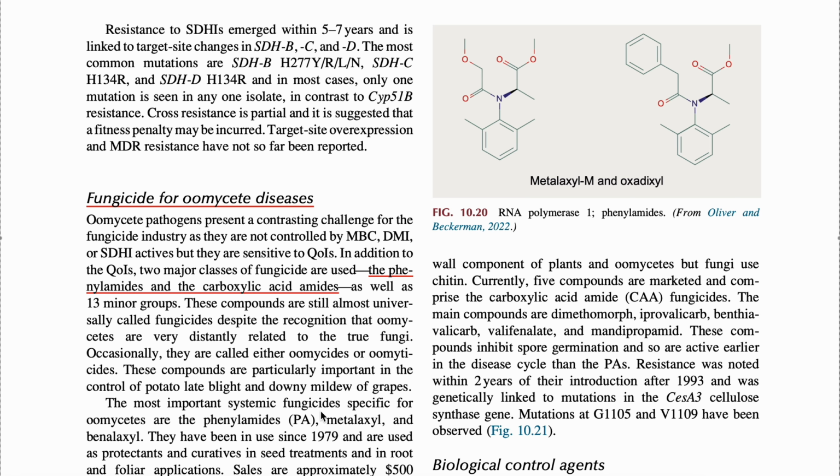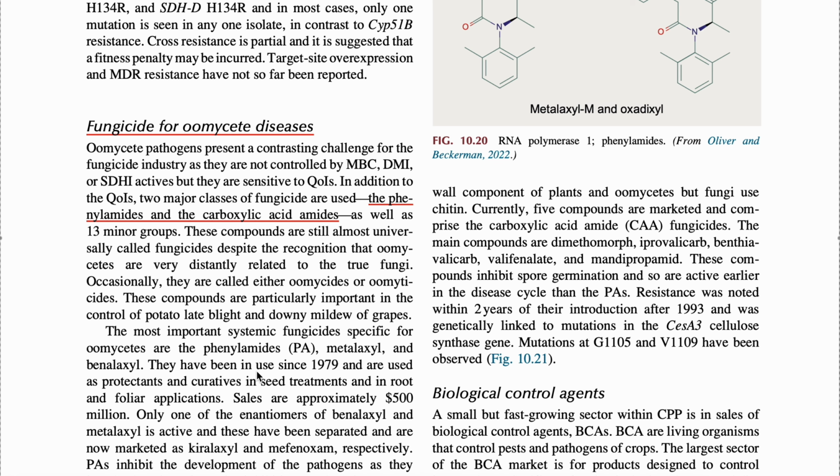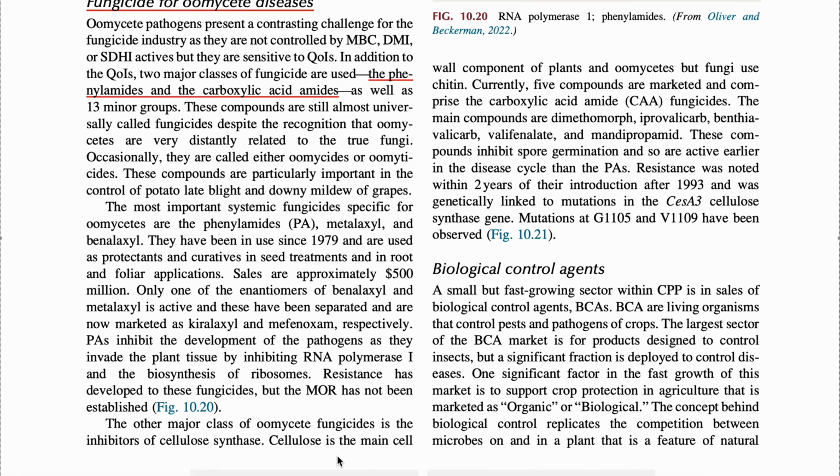The most important systemic fungicides specific for oomycetes are the phenylamides, metalaxyl and benalaxyl. They have been in use since 1979 and are used as protectants and curatives in seed treatments and in root and foliar application. Sales are approximately $500 million. Only one of the enantiomers of benalaxyl and metalaxyl is active, and these have been separated and are now marketed as kiralaxyl and mefenoxam respectively.